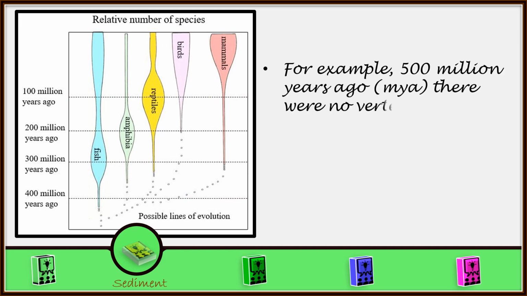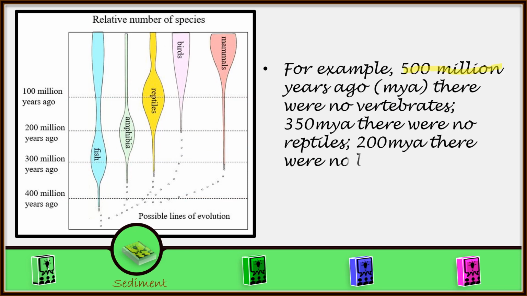So for example, 500 million years ago, there were no vertebrates. And around 350 million years ago, there were no reptiles. At around 200 million years ago, there were no birds. Here around 200 million years ago, no birds existed.